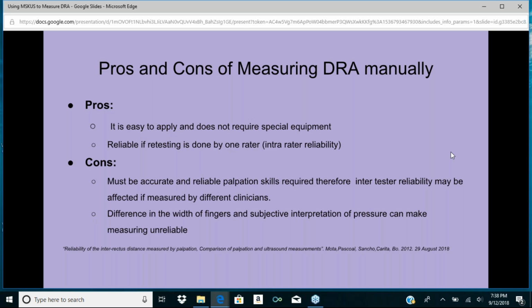But the cons would be that you need to be accurate and have reliable palpation skills. Therefore, the inter-tester reliability may be affected if it's measured by different clinicians. Obviously, the difference in the width of your fingers could be an issue, and subjective interpretation of pressure can make measuring unreliable.